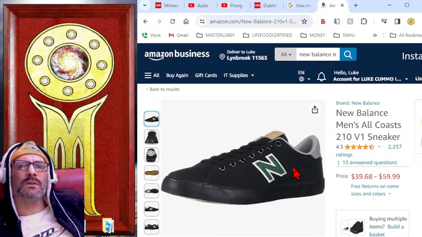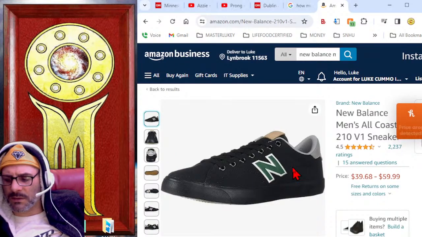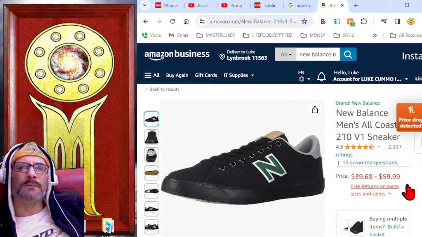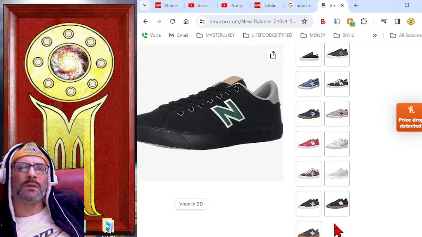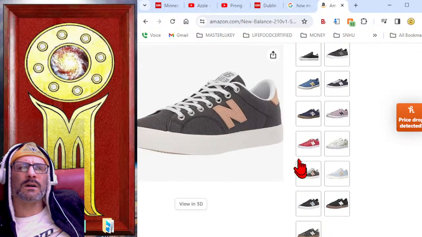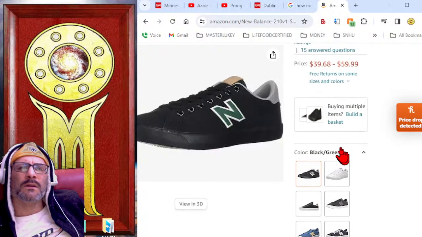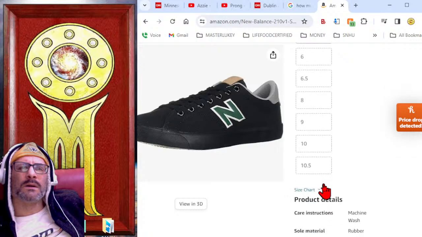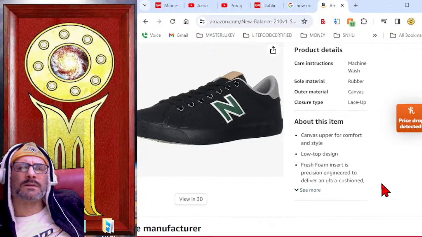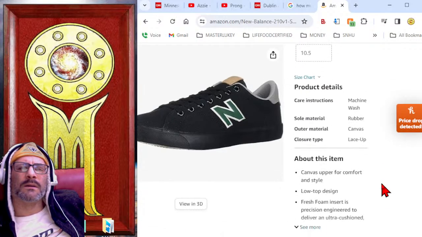Yo, that is cool though. What happened? Why is my mouse not working? There we go. Do they have the wide width? I need wide width. Yo, look at these colors. What? New Balance. Let's go. Oh, it doesn't seem to have the wide width.